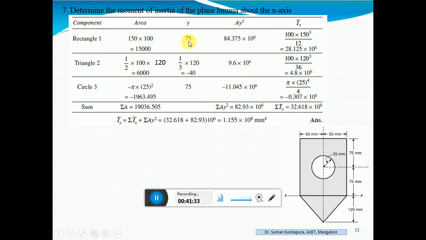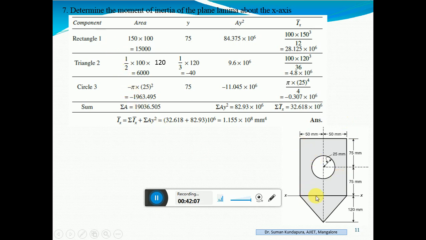Next problem: determine the moment of inertia of the plane lamina about the x-axis. The x-axis is given as this. This is the given figure, which has a triangle, a circle and a rectangle. However, if you remove this non-shaded cut off portion, you will be left with the moment of inertia of the shaded area. Now let us start with the rectangle.